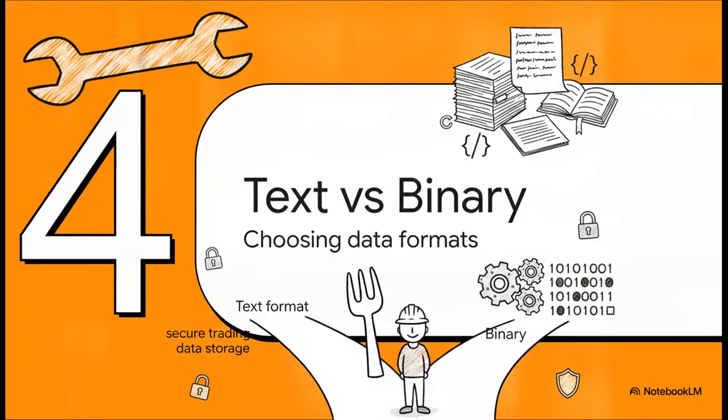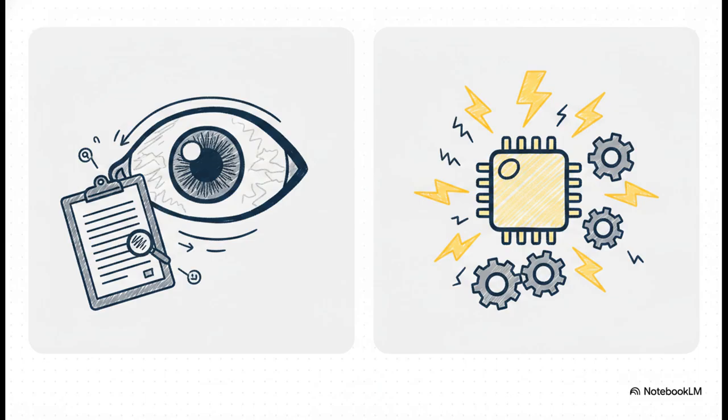Part 4, text versus binary formats. So we've got our handle. But now every developer faces a fork in the road. Do you choose text or binary? It's a stark contrast. You go with text when you need to audit a CSV log yourself or pop it open in a spreadsheet. It is made for human eyes. But you choose binary when you demand blazing execution speed and raw efficiency for the machine.